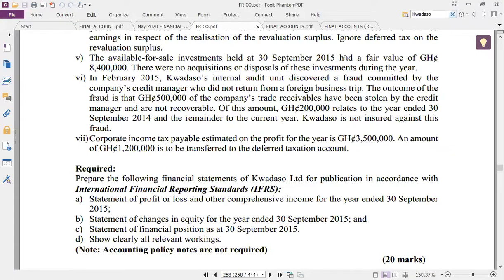Prepare, so we are starting the requirement. Prepare the following financial statements of Quadaso Limited for publication in accordance with what? The IFRSs, the International Financial Reporting Standards. A. Statement of profit or loss and other comprehensive income for the year ended 30th September 2015. B. Statement of changes in equity for the year ended 30th September 2015. And C. Statement of financial position as at 30th September 2015. Show clearly all relevant workings. Note that accounting policy notes are not required. If required, I will not do it. All we need is the workings.